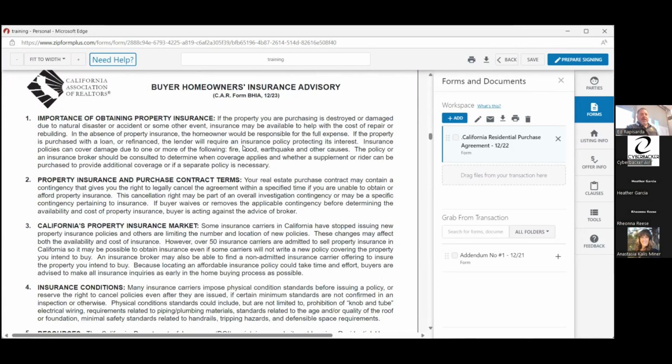This is a new form that we have right now: Buyer Homeowners Insurance Advisory. Also, you should be online if you have your zip forms on templates. Make sure that you're working off of the latest purchase agreement as of 12/23.